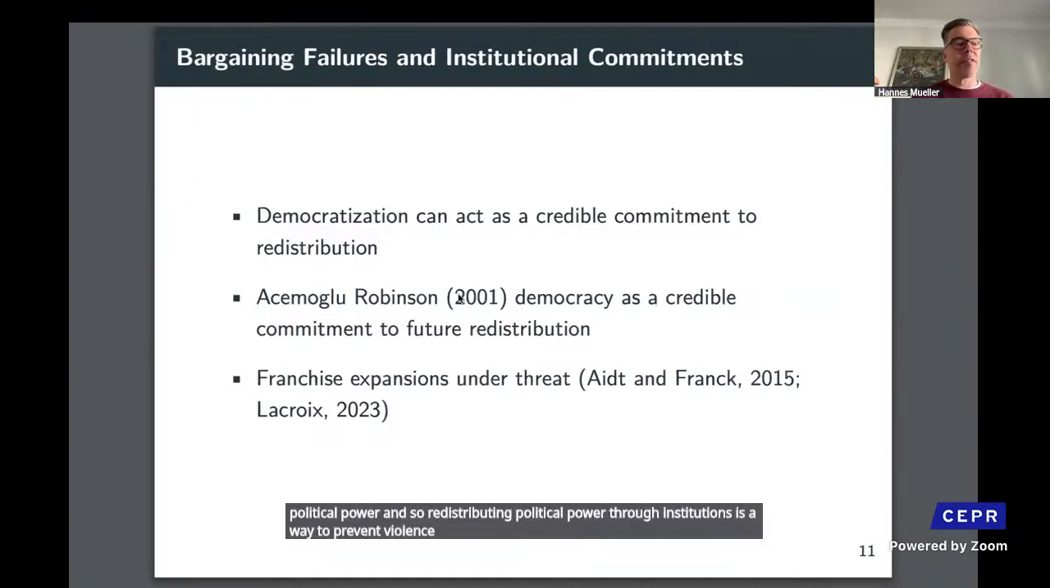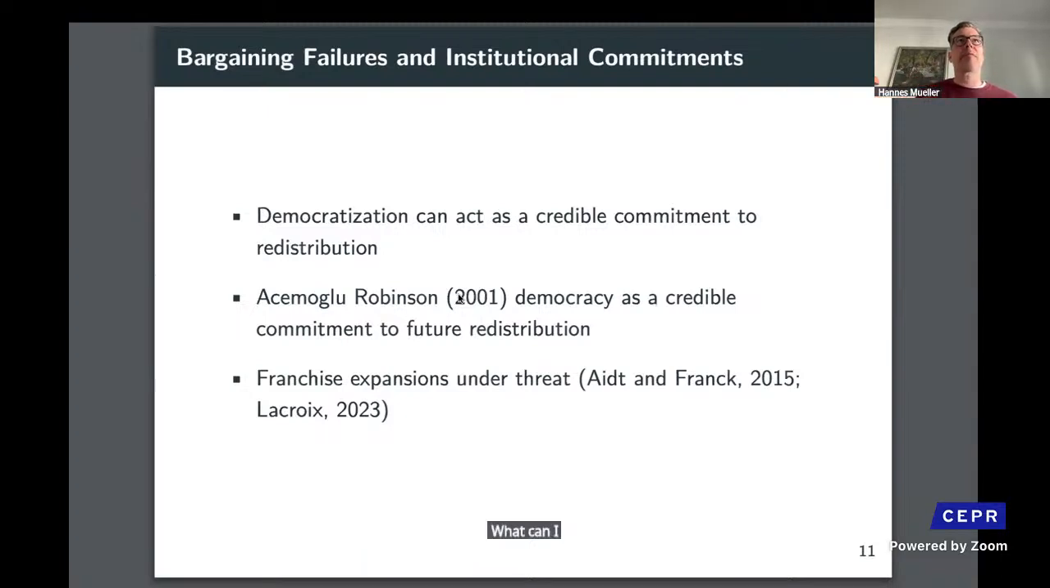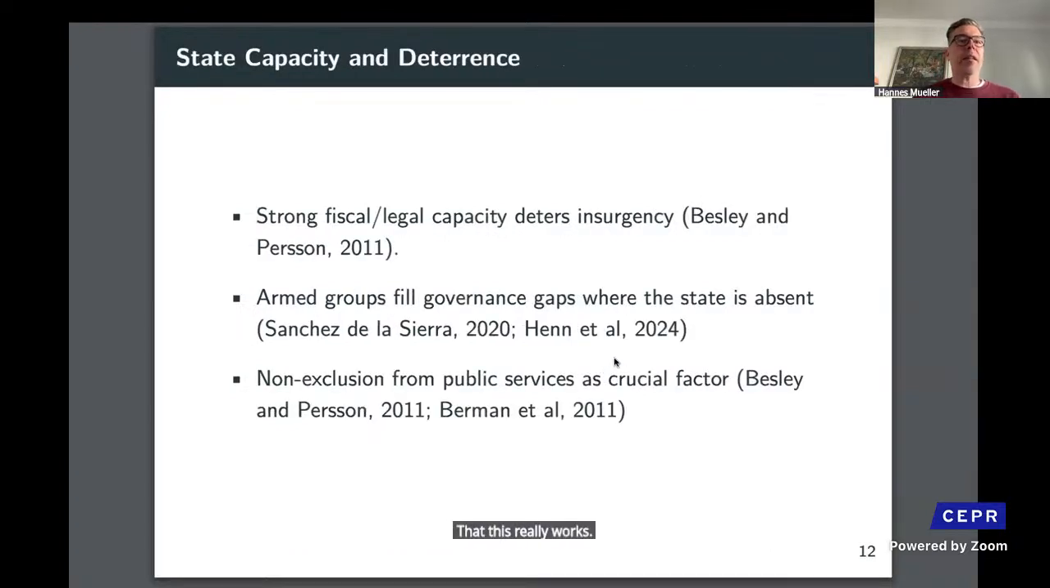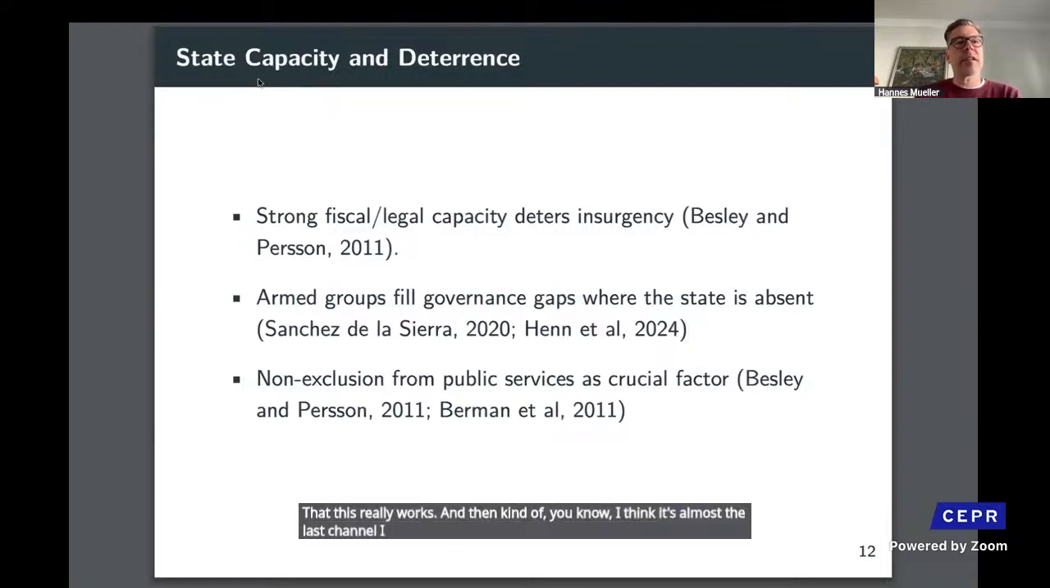And so this, I think, is a very, very interesting channel because it's a dynamic argument. It's not about today things are bad and then people rebel and become violent, but about what I can promise them today that will keep them from being violent, right? And it's exactly this promise done through institutions that can work much better to reduce violence. And there are different case studies in history, even from the United States, that have studied this, showing that this really works.